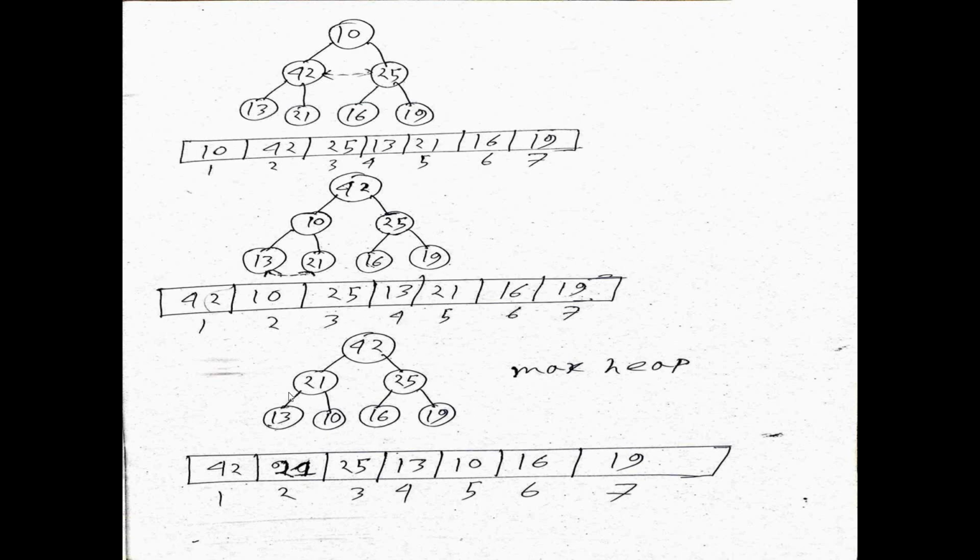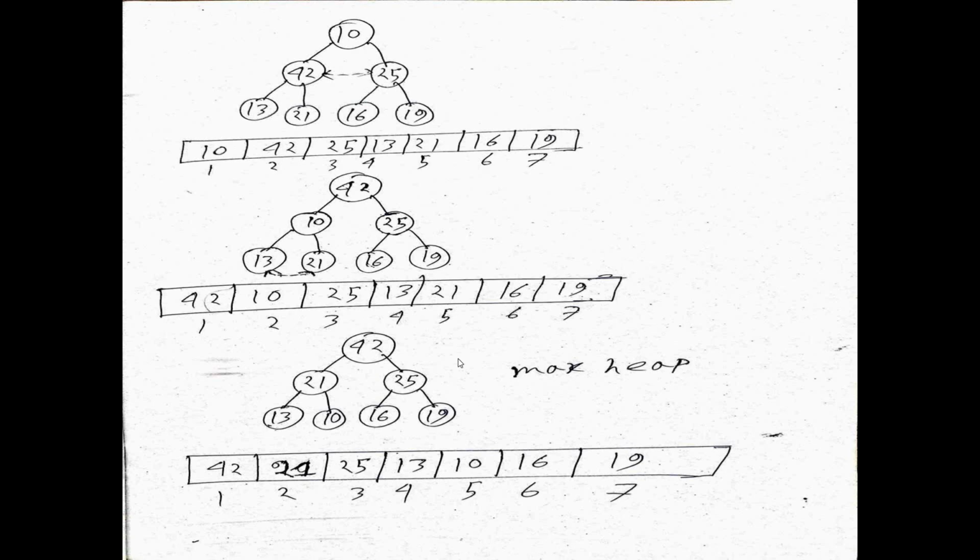Why? 42 is greater than 21 and 25. 21 is greater than 13 and 10. 25 is greater than 16 and 19. So yes, and 42 becomes the maximum element at the root. This is the property of the max heap. So yes, this has become a max heap.